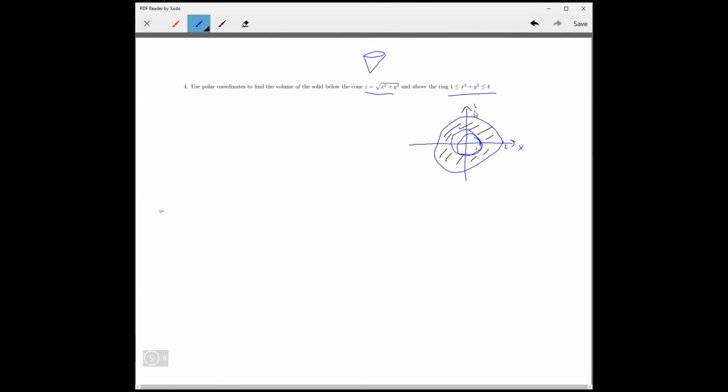Okay, so if you can imagine, this is the x-axis, that's the y-axis. Imagine the z coming straight out at us, and imagine this thing coming straight out at us. So what it's going to look like is you have a cone like this, and then you have this ring here, and you want to know this area under the cone. So this area, this solid, not an area, the solid, right here.